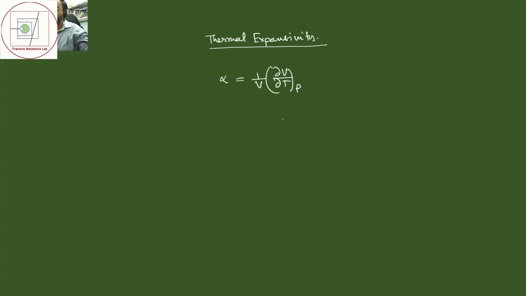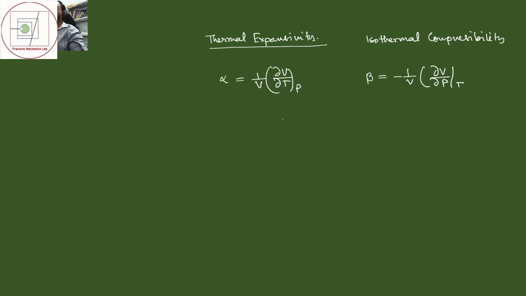The next parameter is isothermal compressibility. And again, as the name suggests, it is compressibility at constant temperature. The symbol is beta and it is negative of 1 by V del V by del P at constant temperature. So isothermal compressibility is how you compress: you apply pressure, so you do it at constant temperature.